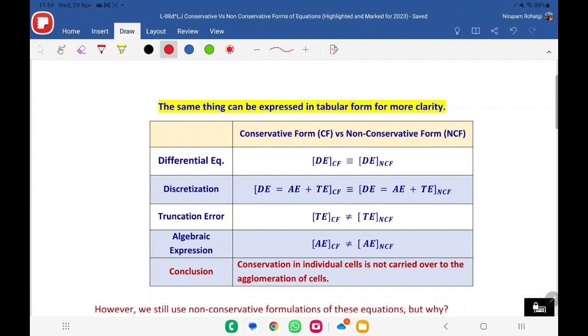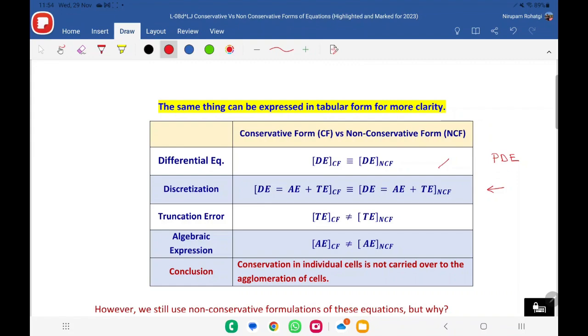We have put both conservative form and non-conservative form together. As far as the differential equation is concerned, and I should write it PDE, partial differential equations, they are both same. Then this partial differential equation is converted into what? Algebraic equation and truncation error. Still they are same.